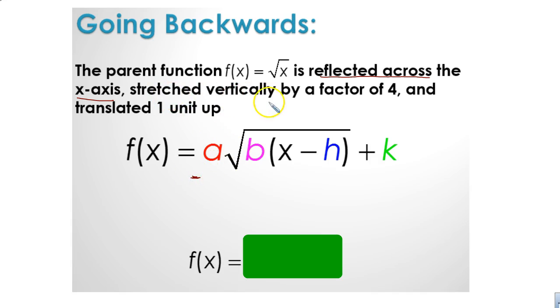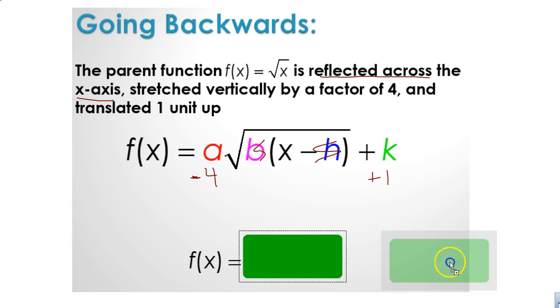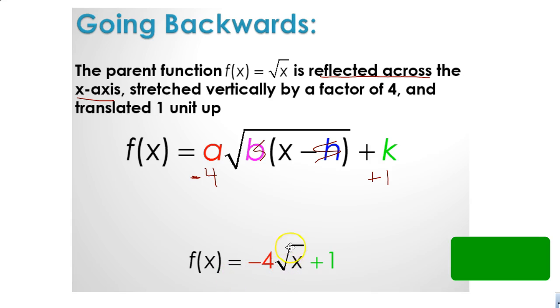It stretches vertically. Vertically is up and down. That's outside of the radical. So that's going to be a stretch by a factor of 4. Well, outside doesn't behave weird, so that's just going to be a 4 out there. And it's going to translate up 1 unit. Well, up and down is outside. It's at the end, so it's going to be plus 1. If it's not mentioned, it's not going to be part of our final answer. Okay, so we're going to end up with f of x equals negative 4 times the square root of x, plus 1 at the end.